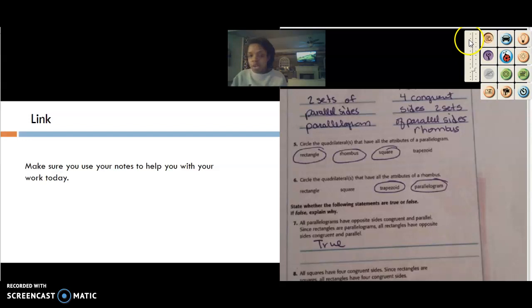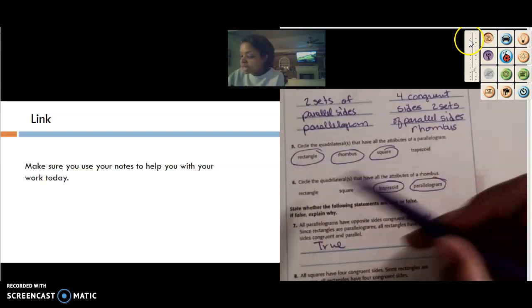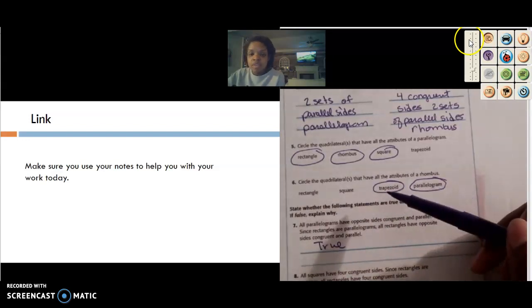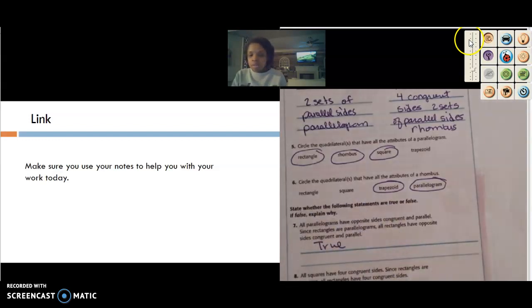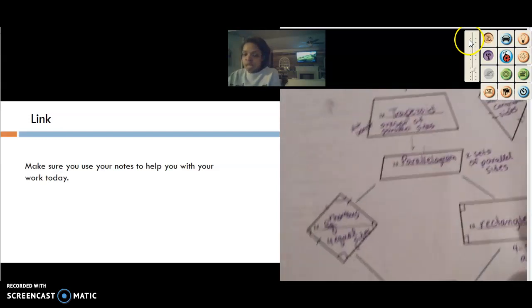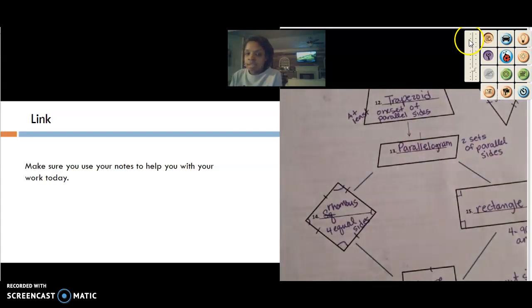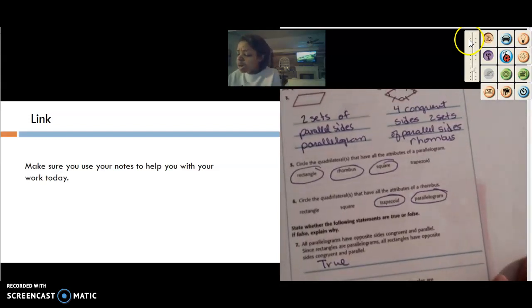So when I go back over to look at what a rhombus would be, the only 2 that a rhombus would be are a parallelogram and a trapezoid. It would not be a square. It would not be a rectangle because, as you notice, when I'm going up, I don't go up to square and I don't go up to rectangle. Okay, those are on the side and beneath. All right, next one.